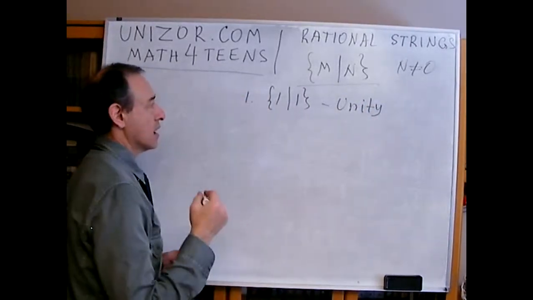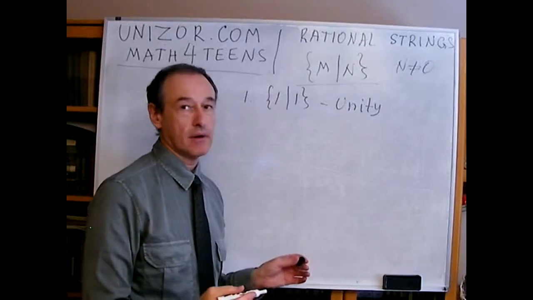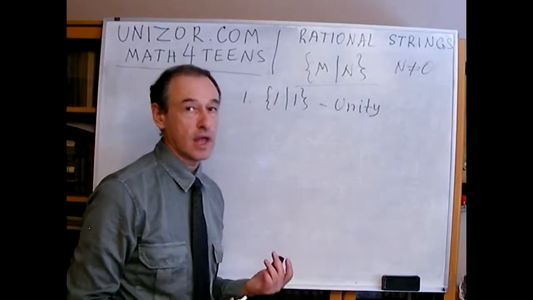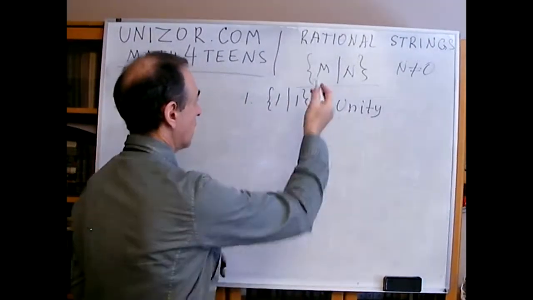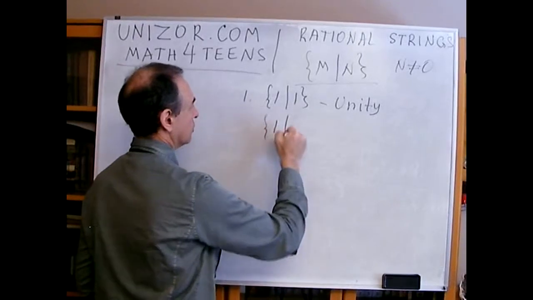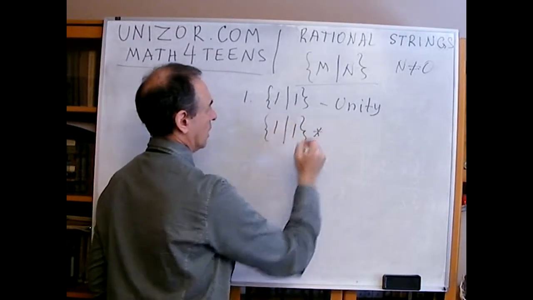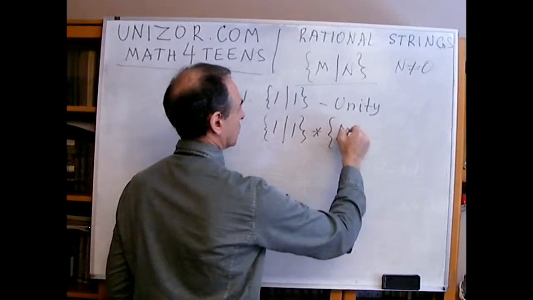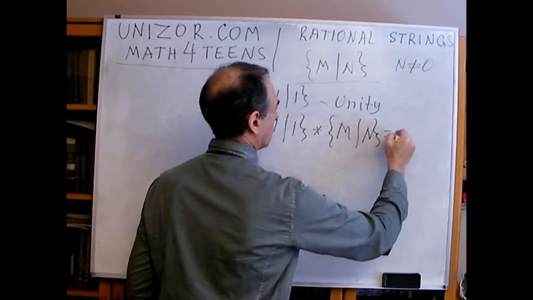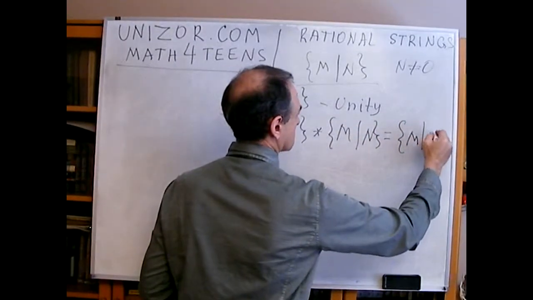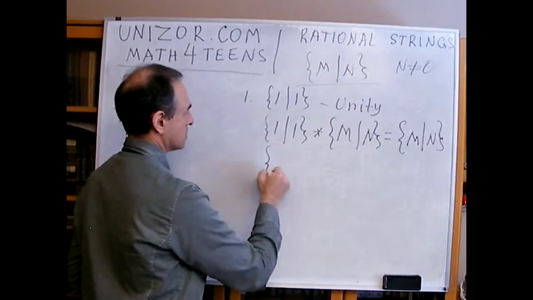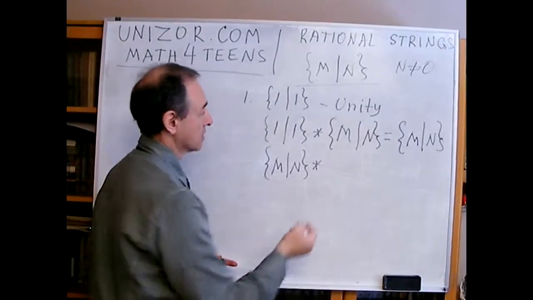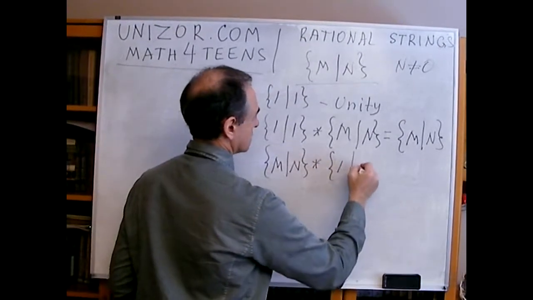Unity means that being multiplied by any other rational number, in this particular incarnation as a string, it will result in the same string. So I'm introducing an operation of multiplication. If I am doing something like this, I will always have this, and vice versa. Vice versa means I'm basically defining the commutative law in this particular case.